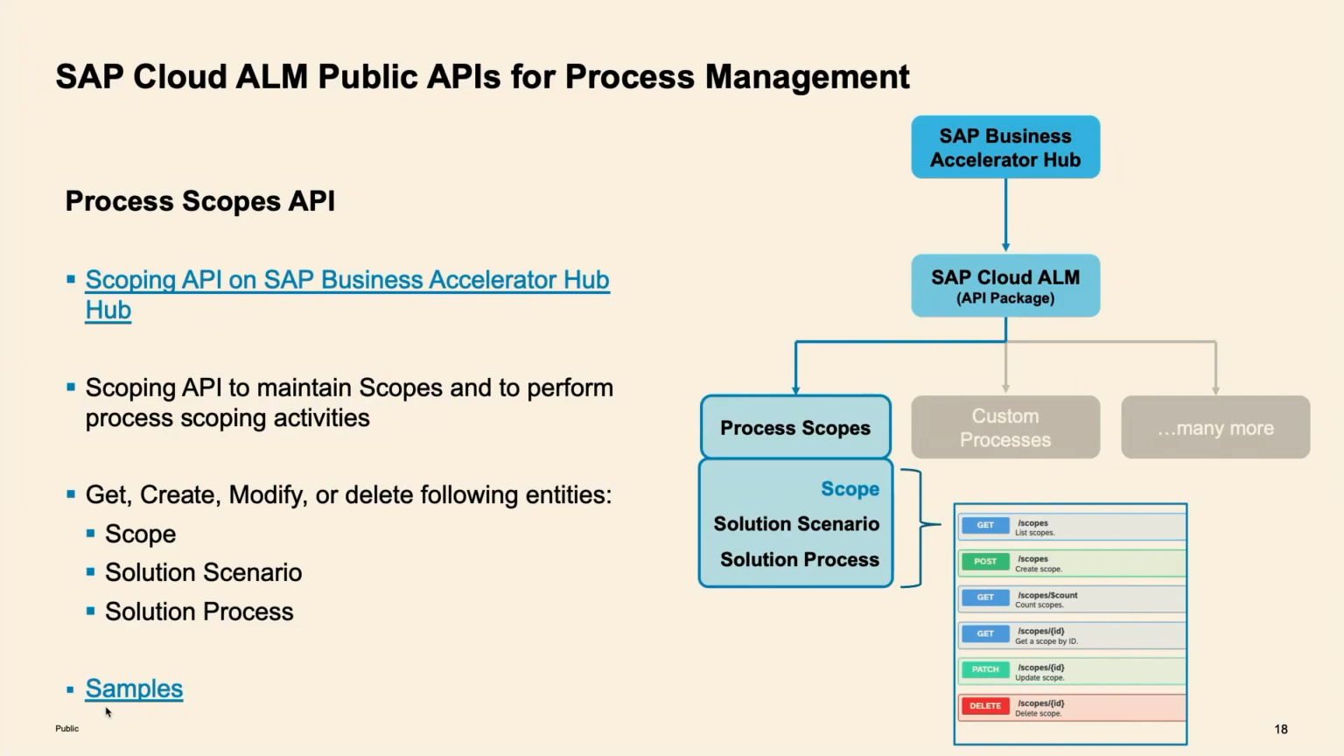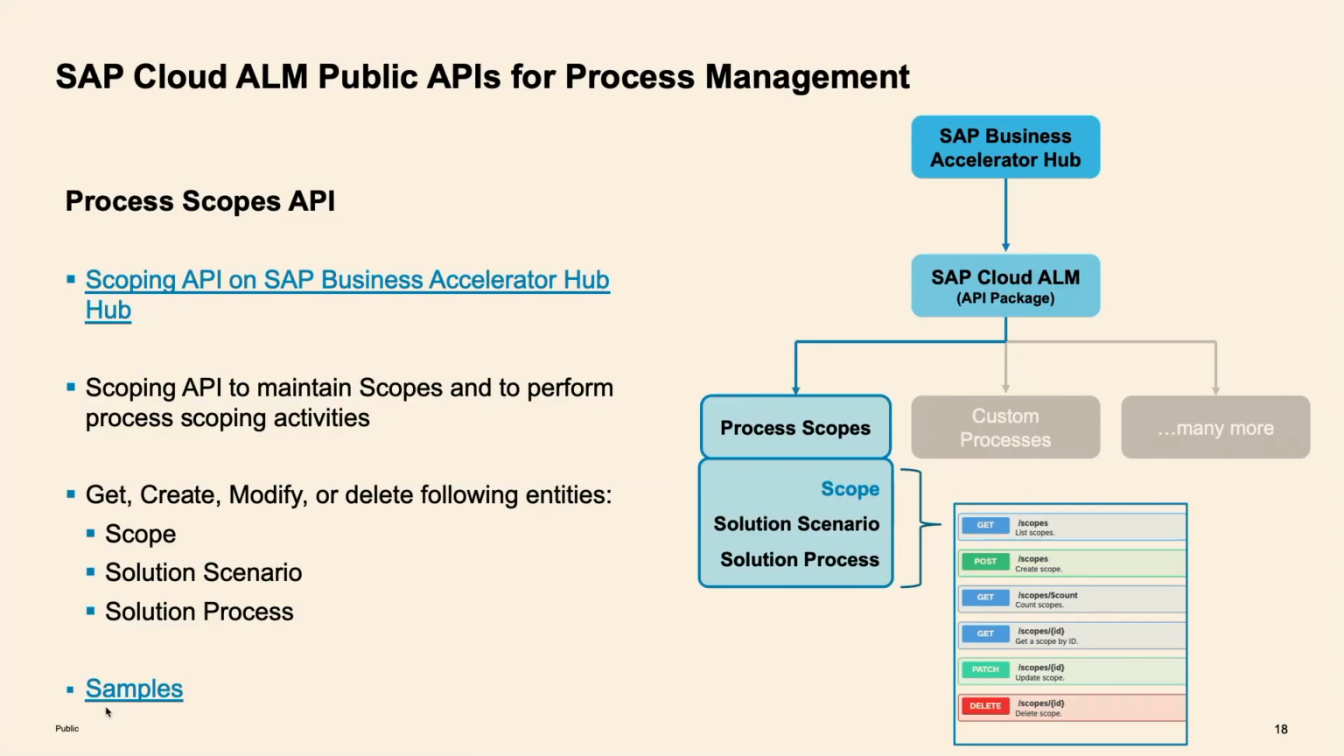So we have decided for Cloud ALM to provide a bunch of APIs, and all these APIs are made available in the SAP Accelerator Hub. So I think this is the new name for the API Business Hub. So these colleagues extended scope a little bit, so they changed also the name.